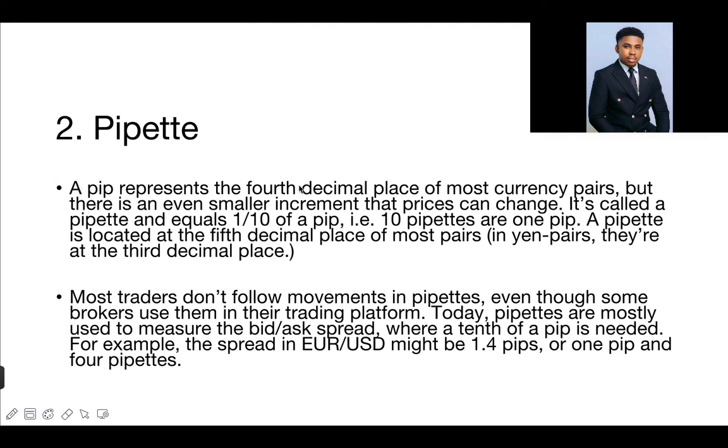A PIP represents the fourth decimal place of most currency pairs, and the second decimal place in some currency pairs like the yen pair, as we discussed earlier. But there is an even smaller increment that price can change, and it's called a pipette, and this equals 1/10 of a pip. Example, 10 pipettes is equal to 1 pip. So you see that 1 pip is the SI unit basically of measuring the movement in price, if I should use those terminologies. But then a pipette is 1/10 of a pip.